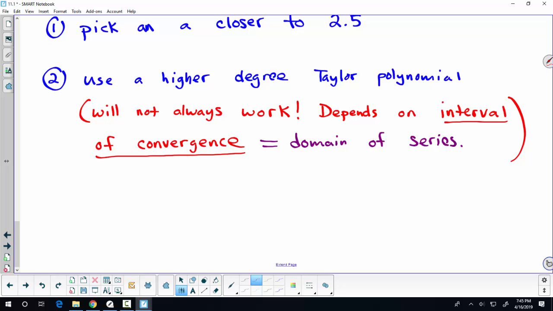Just think about the geometric series. It's only convergent for values in between 1 and -1, right? So if we said choose a higher order polynomial and take it out, what you'll eventually see is as we get past the interval from -1 to 1, that polynomial doesn't approximate the function 1 over 1 minus x anymore. It is sort of outside the domain of the series.